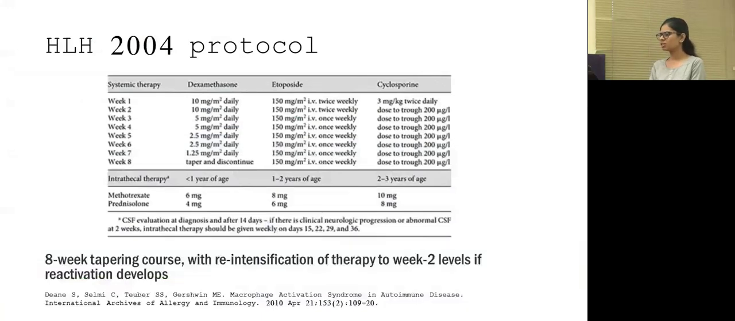So coming to the treatment in short, this is the HLH 2004 protocol, wherein we start an 8-week tapering course of dexamethasone, etoposide, and cyclosporin. And when the patient has a relapse, we go to the second week and again restart the protocol.